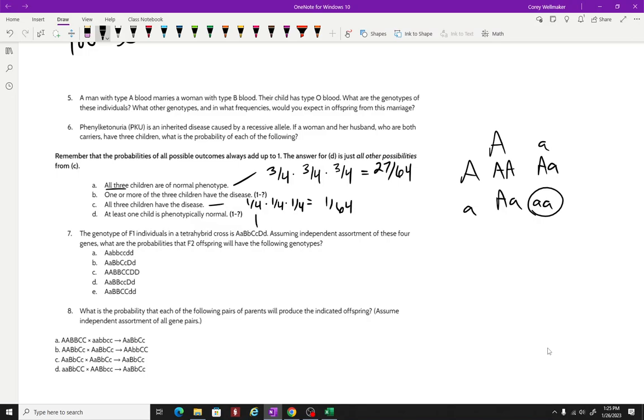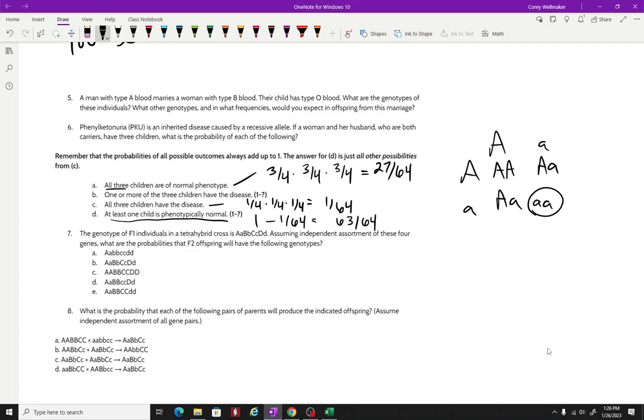So the at least one phenotypically normal child is just 1 minus the probability of having all 3 having the disease. So the probability that they're going to have at least one kid who is phenotypically normal is 63/64. And if that doesn't make sense to you, you're not going to see a question like that on a quiz or even on the AP exam. I'd be shocked.